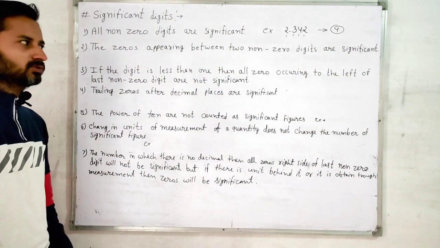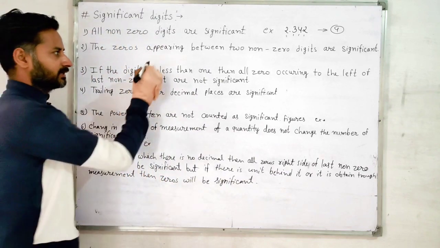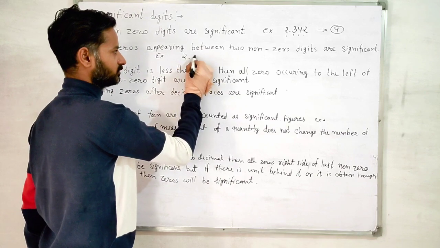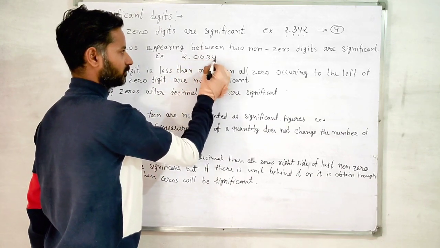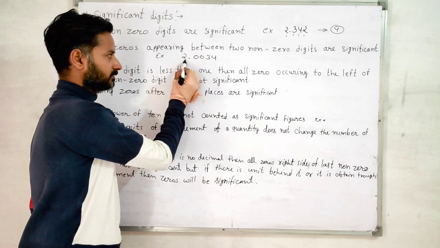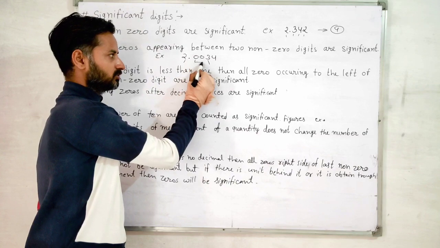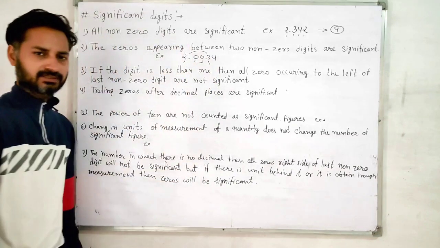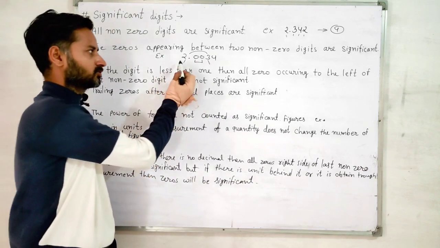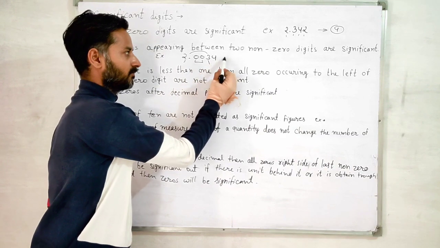Second rule is the zeros appearing between two non-zero digits are significant. For example, if we have 2.0034, then in this case this is non-zero, this is non-zero, and these two zeros are between two non-zero digits. In this case, these zeros will be counted as significant. So the significant digits will be 5.